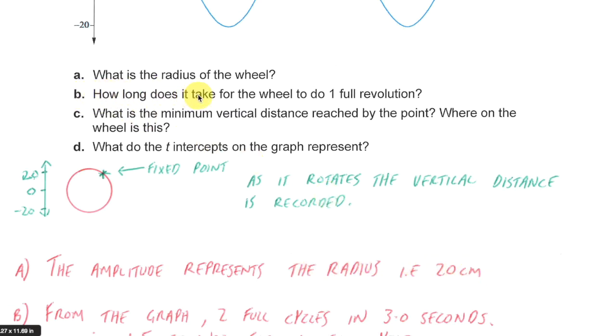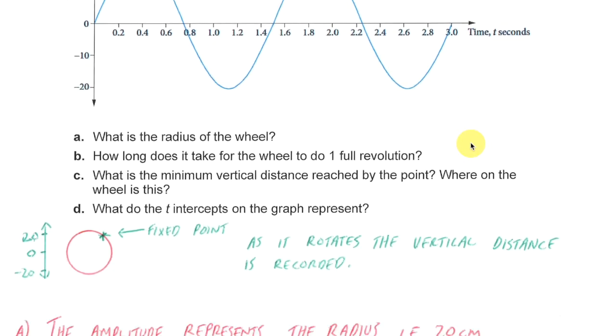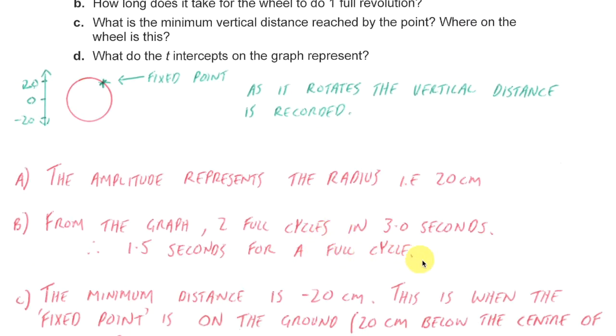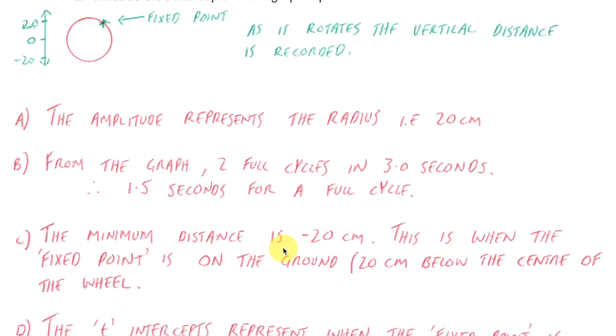B, how long does it take for the wheel to do one full revolution? So from the graph, you can see that we go through 1 cycle, 2 cycles in 3 seconds. So how long would it take us to do one full revolution? Half of 3 seconds, which is 1.5 seconds. That's explained here.